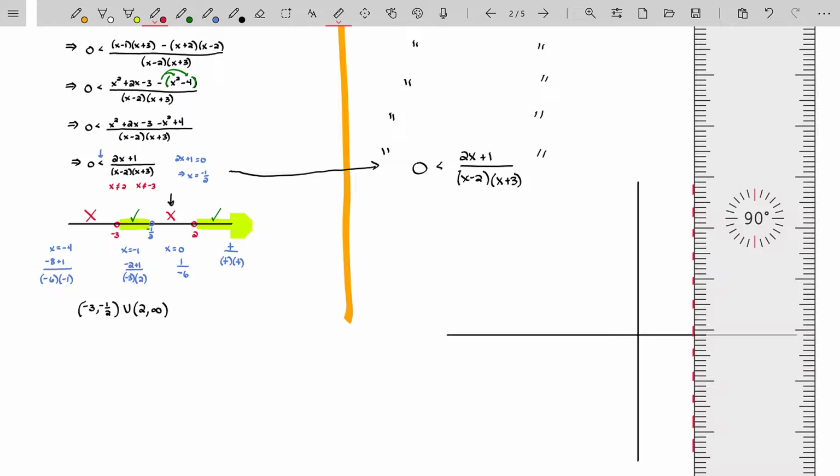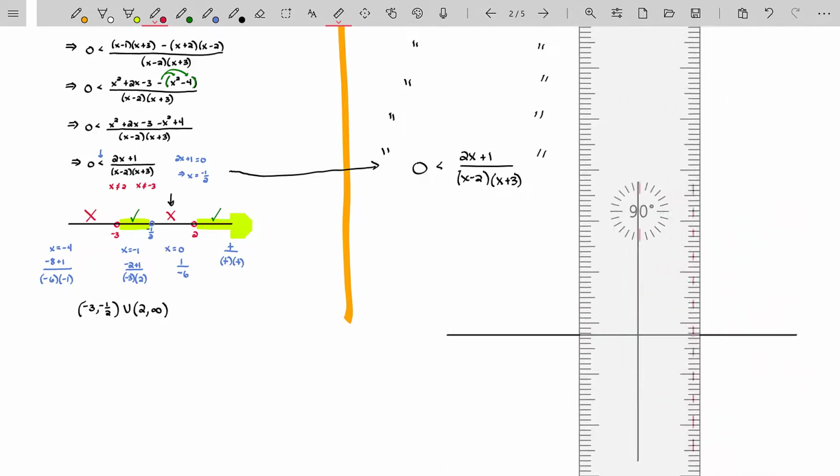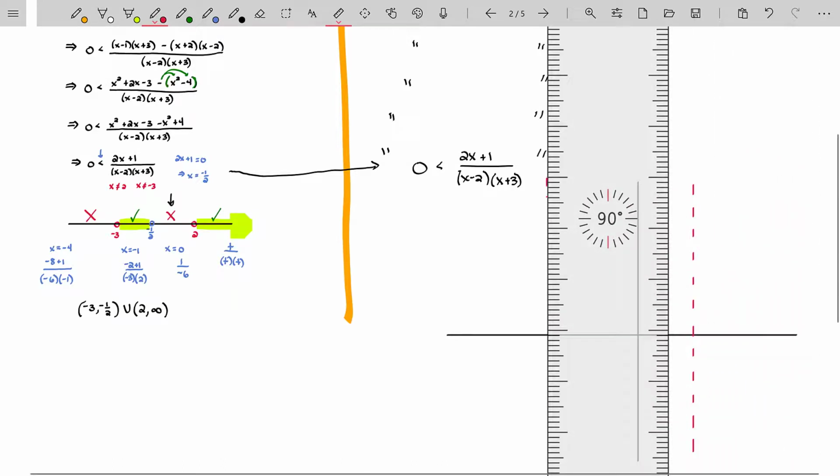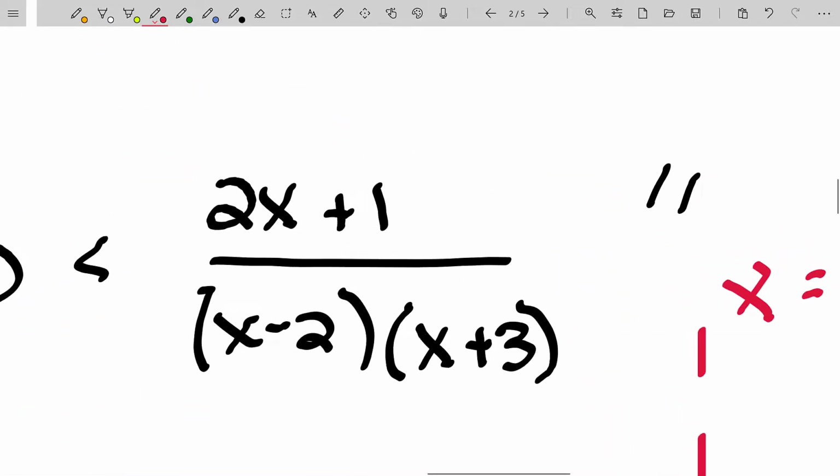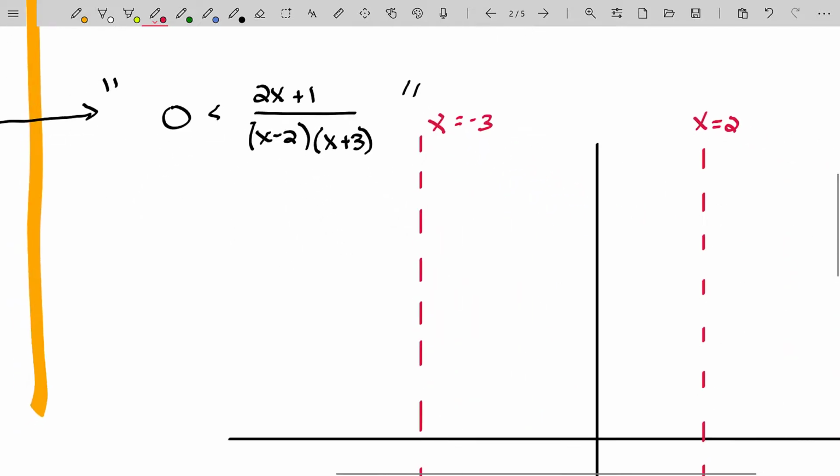I'll also draw a vertical asymptote at x equals -3 because that also causes division by 0. And then at this point, I'm just going to plot our x-intercept. The x-intercept occurs when our numerator is 0, which is at -1/2. So somewhere around there.